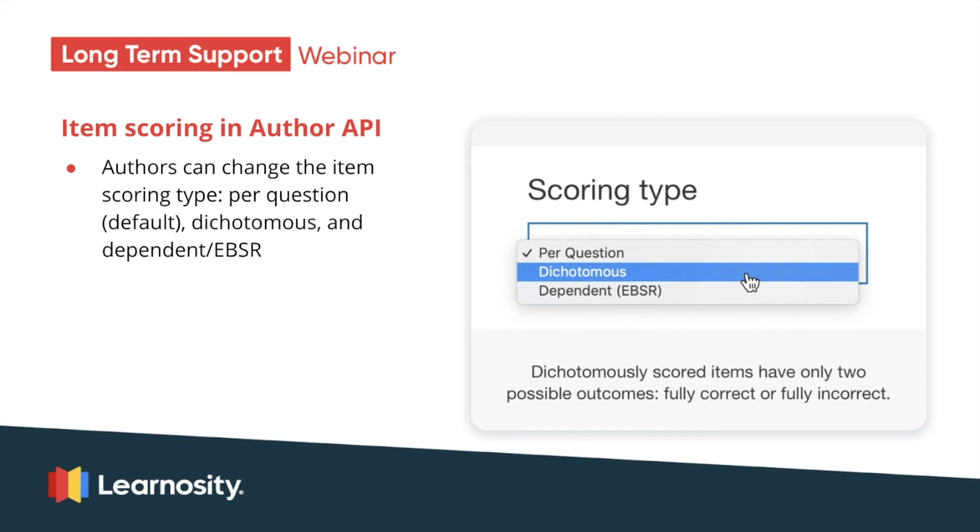We also have dichotomous, which means all questions in the item need to be correct to be able to get a point value. Otherwise you get 0. And we have what we call a dependent scoring type, which mirrors the functionality of the Common Core EBSR scoring model.